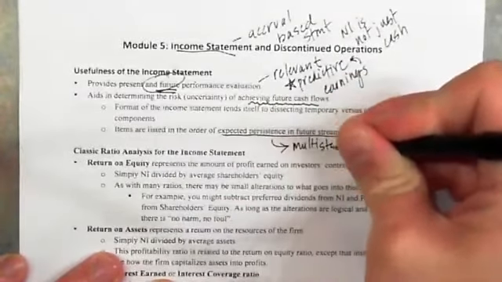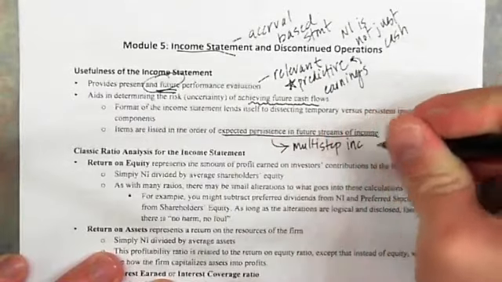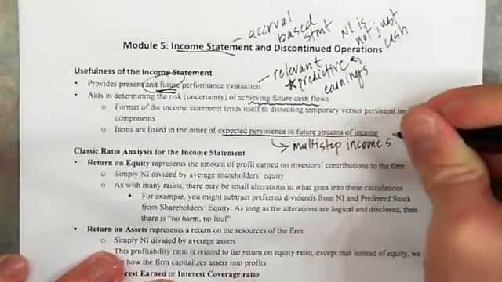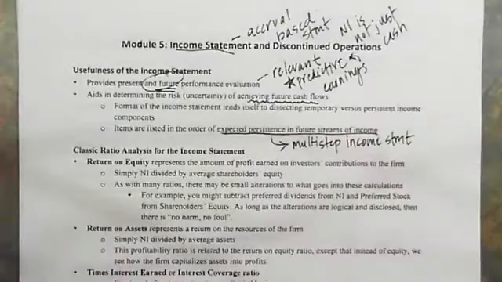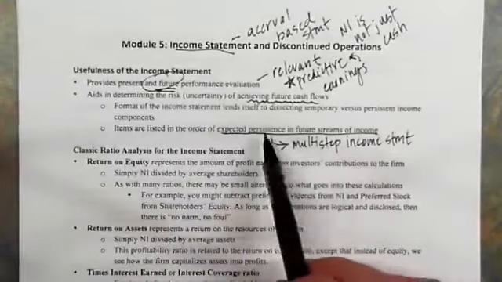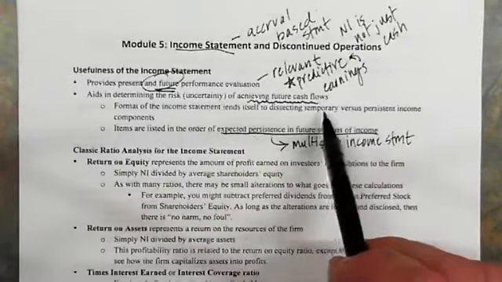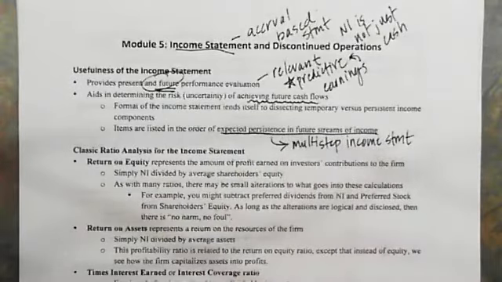In a single-step statement, you just combine all revenues together, all expenses together, and then net the two in order to get to net income. Well, in this case, we're going to have a very specific ordering of our revenue, more so of our expenses. And you'll see exactly how that fits into this formatting of helping investors disentangle temporary versus persistent income components.